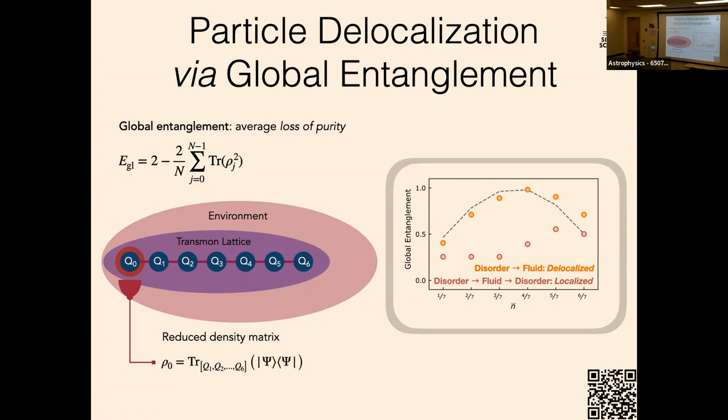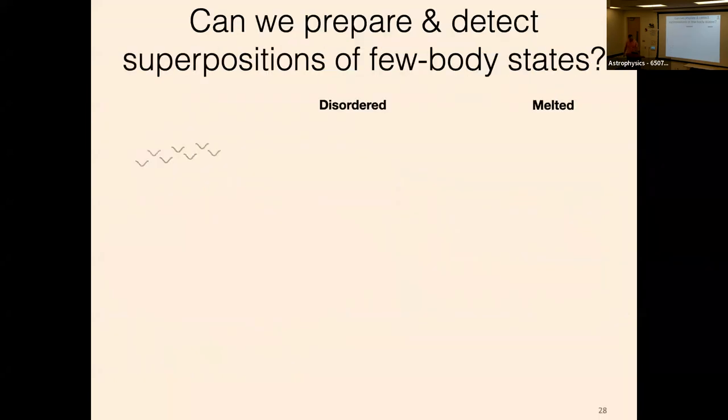Okay, you could also say the purity goes down because we're getting entangled with the environment, and you would not be wrong to posit that as a possibility. But what we do is we reverse the process and measure the purity, and we see that we recover a high purity, which says we weren't getting entangled with the environment because then it wouldn't have been reversed. So it really is entanglement between the sites, this kind of delocalization.